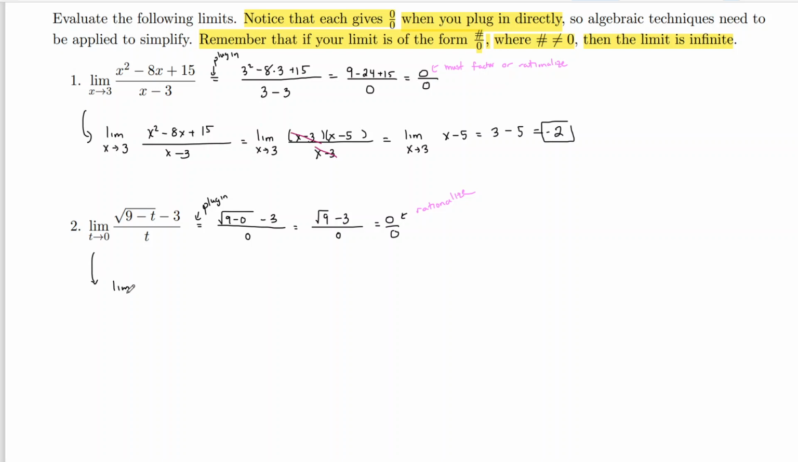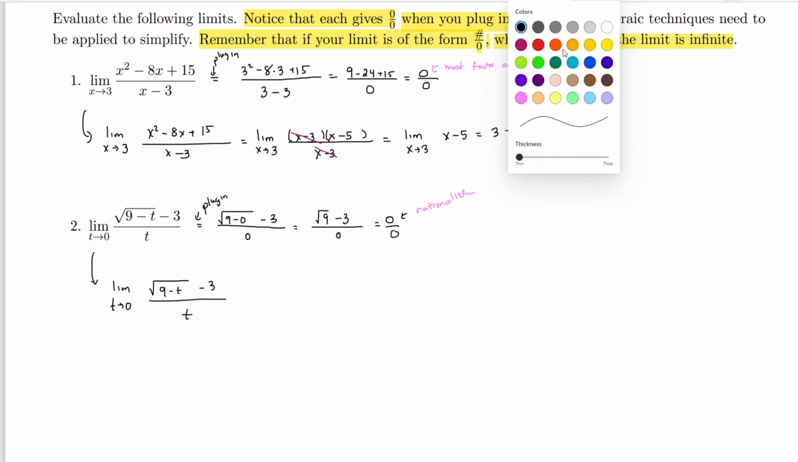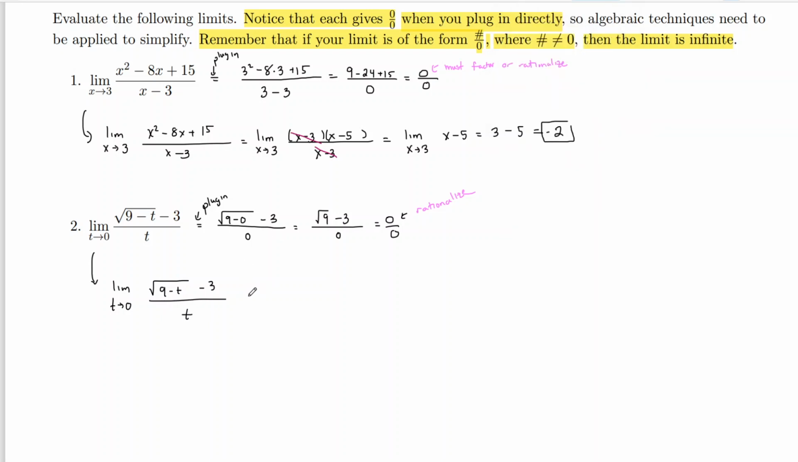I'm going to start by rewriting the limit and everything that's in it. Now, the way you rationalize is very straightforward. It looks very messy at first, but it's very straightforward. I'm going to put the top also in parentheses. We're going to multiply the top and bottom by something. And that something is going to be this.